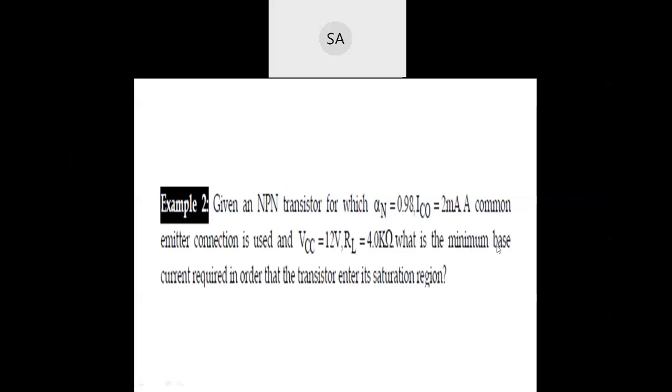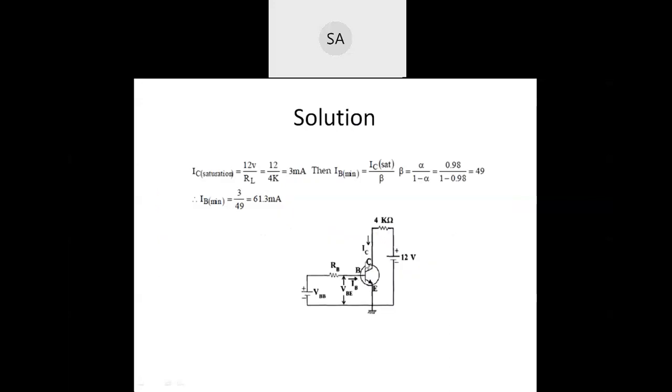Okay, now we have found out the minimum base current required for the transistor. Depending on the values given, we have to find out the solutions by using the available equations.